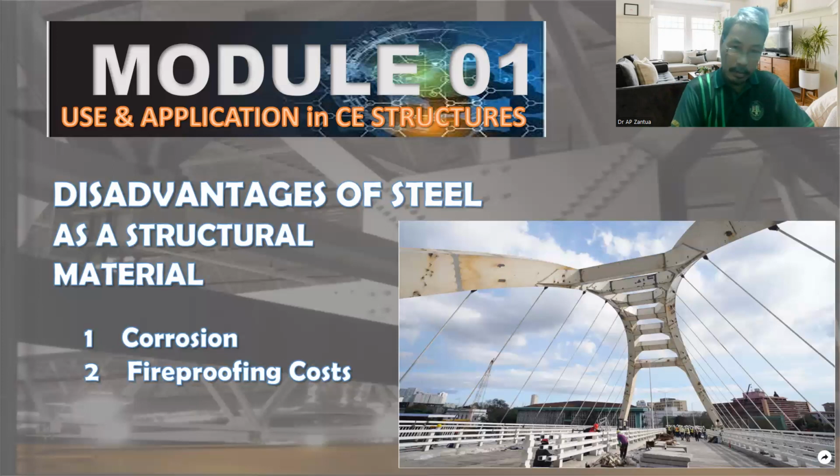So if the structure experiences 500 degrees Celsius, then it may be in danger or at risk of failing already. So what do you need to do? You need to do the fireproofing. So that is costly.